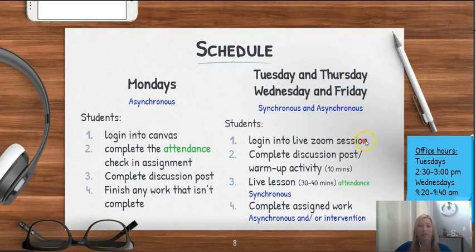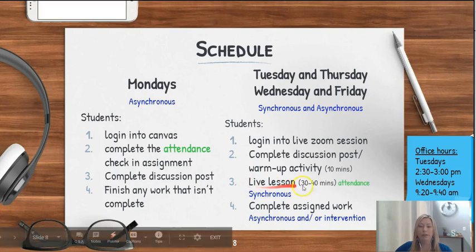Students will log into the live Zoom lesson. They will complete the discussion post, which is a journal activity, a warm-up activity with vocabulary for the first 10 minutes. That's when we're all doing it together. We will do a live lesson. Again, this is part of the attendance. So for 30 to 40 minutes, depending on our lesson, as a group, we'll be on our live Zoom going over the content and material.